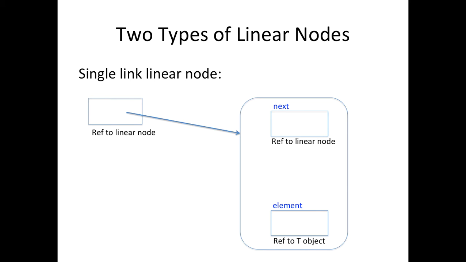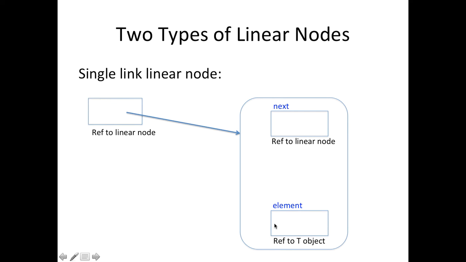Here's an overview picture of what a single link linear node looks like. We're going to have a reference to it once we've created it because a linear node is a class, and so this is a linear node object, this whole thing here. And within this object, all we really have is two references. We're going to have a reference to another linear node. We're going to call this next. And so this might be null if we're not pointing to any other node, or it might be an arrow or a link pointing out to some other node. Because this is a linear node and it contains a reference to a linear node, we call this self-referential.